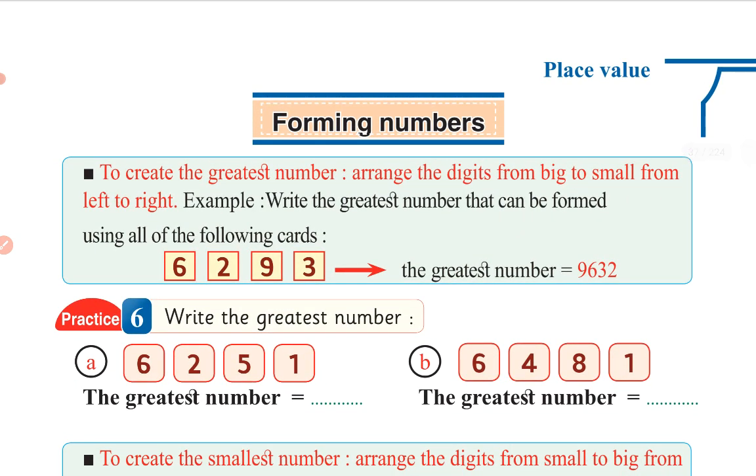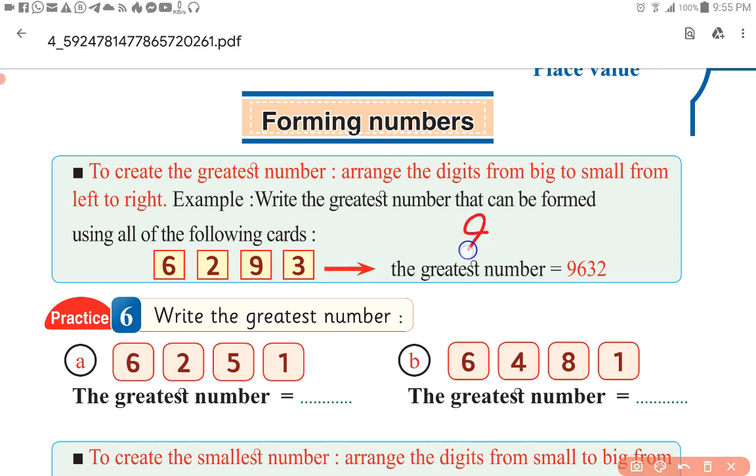Forming numbers. To create the greatest number and the smallest number formed from digits, to write the greatest number formed from a group of digits, I start with the biggest of them, put it at left, and then arrange the rest. Okay. Write the greatest number formed from the digits 6, 9, 3, 2. So you will put 9 at first, then the next one we cross out, then 6, then after that 3, then after that 2.